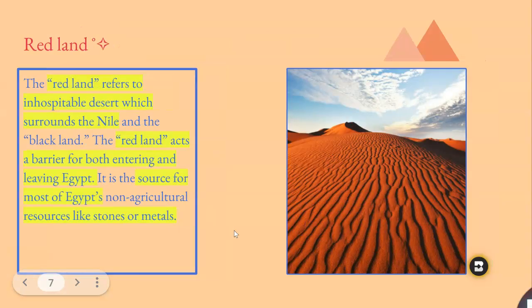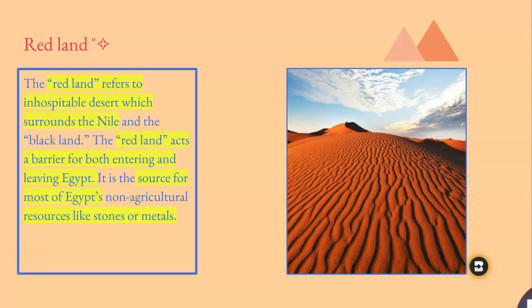And we have the Red Land too. So the Red Land is the inhospitable desert which surrounds the Nile and the Black Land. The Red Land acts as a barrier for both entering and leaving Egypt. It is the source for most of Egypt's non-agricultural resources like stone or metals. So, since we know that Egypt is a desert, their desert sand was not brown. It was actually kind of reddish because it had like copper and rust in it. So their sand was red. So they called it the Red Land.